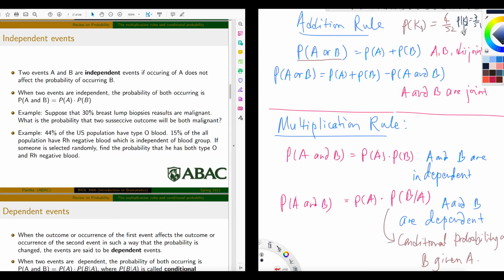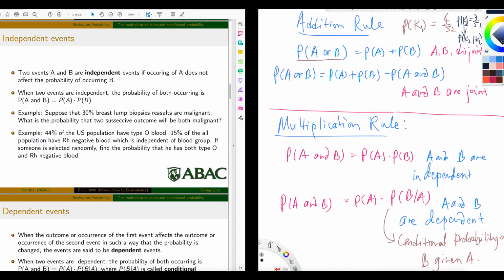For this, the correct notation is probability of K2 given that K1 is a king, given that the first one is a king. That is 3 over 51. So in that case, the probability of picking a king on the first trial and the second trial are different, right? One is 4 over 52 and another is 3 over 51. So they are different, meaning that the probability of the first event happening is changing the probability of the second event happening. That's why they are dependent events.